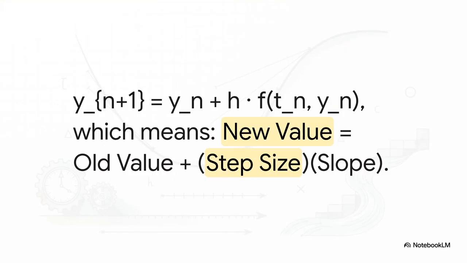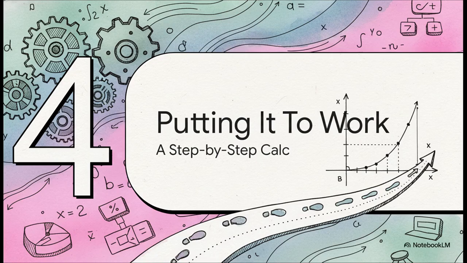Now, the formula might look a little scary at first, but don't let it fool you. It's exactly what we just described. Your next position, y sub n plus 1, is just your current position, y sub n, plus a little push. And that push is just your step size, h, multiplied by your current slope. See? New value equals old value plus a small step in the right direction. That's it.